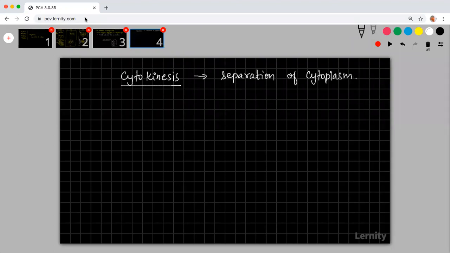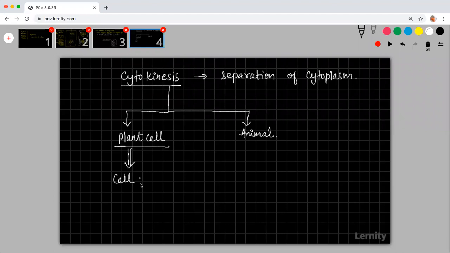Now, cytokinesis will happen in two distinct ways. Plant cells will have a different cytokinesis, and animal cells will have a different cytokinesis. Plant cells have a system which we call cell plate formation, whereas animal cells have something called furrow formation.